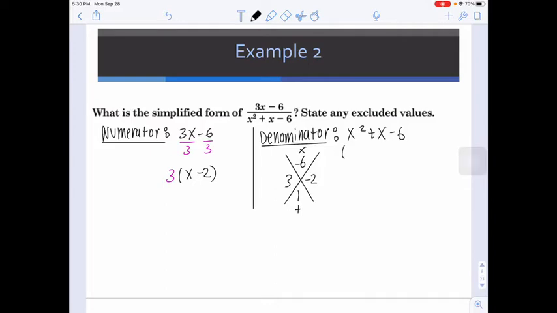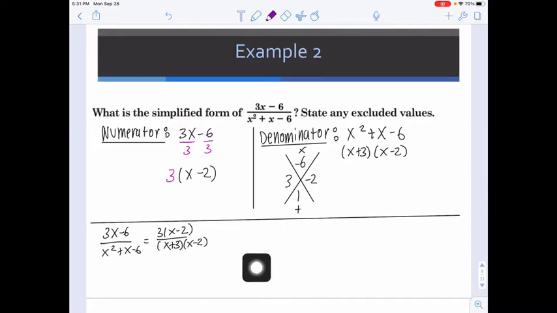This tells me that x plus 3 times x minus 2 is the factored form of x squared plus x minus 6. And this is because 3 times negative 2 gives me negative 6, and 3 minus 2 gives me 1. So now we have 3x minus 6 over x squared plus x minus 6 is equal to 3 times x minus 2 over x plus 3 times x minus 2.